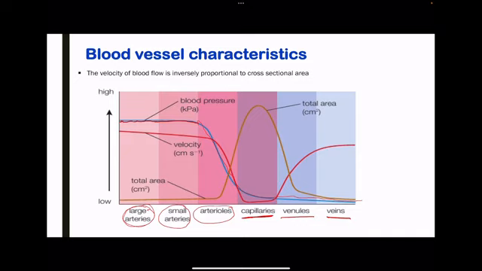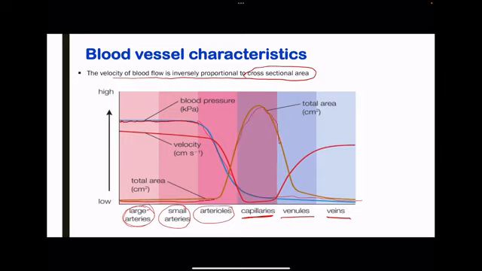Now looking at the velocity, like I said here, velocity of the blood flow is inversely proportional to the cross-sectional area. So if the velocity goes down, we expect the total area to go high. And if the total area goes down, then the velocity is going to increase. So it means the arteries are going to have small.